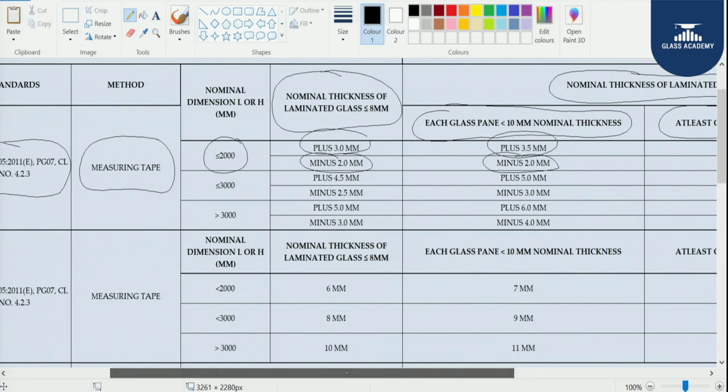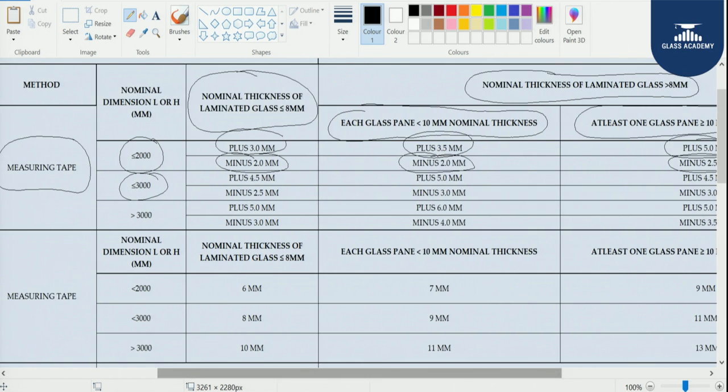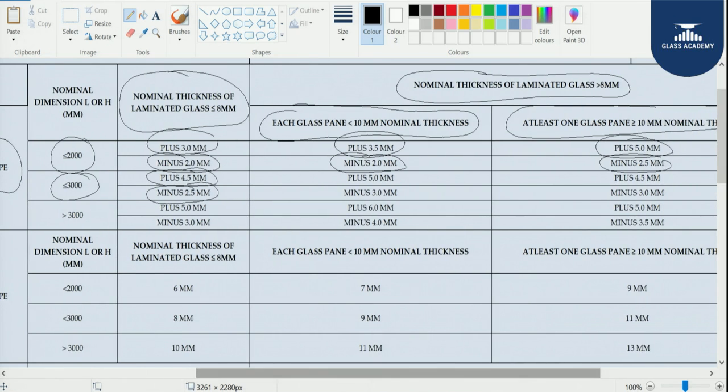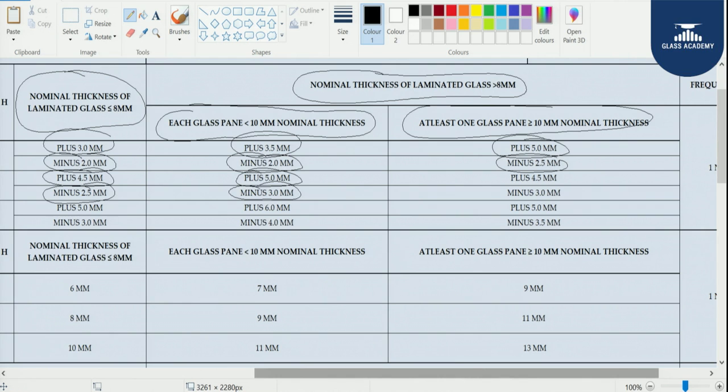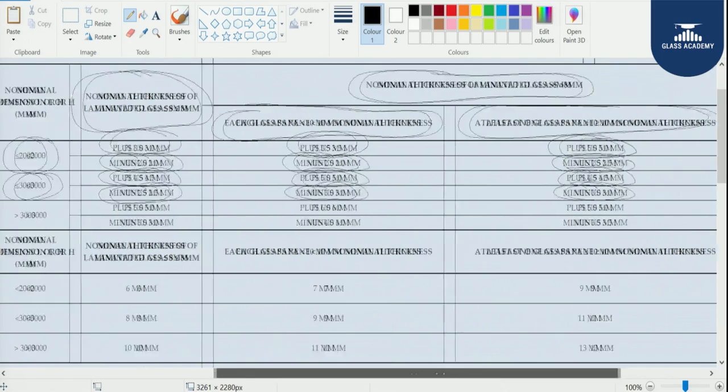In a similar way, if my panel size is less than or equal to 3000 mm and the nominal thickness of the laminated glass is less than or equal to 8 mm, plus 4.5 mm is allowed and minus 2.5 mm is allowed. And for each glass pane less than 10 mm nominal thickness, plus 5 mm is allowed or minus 3 mm is allowed. And for at least one glass pane greater than or equal to 10 mm nominal thickness, plus 4.5 mm is allowed and minus 3 mm is allowed.